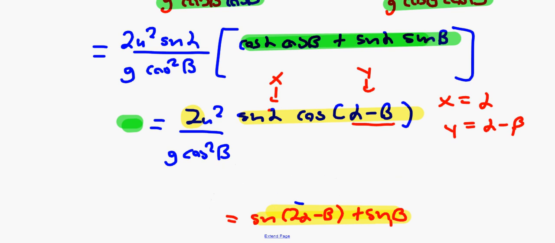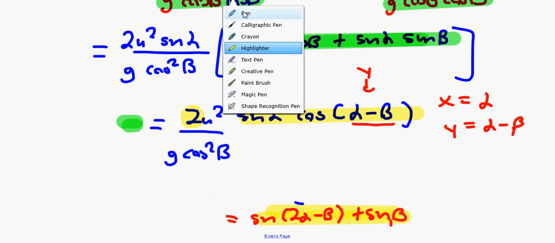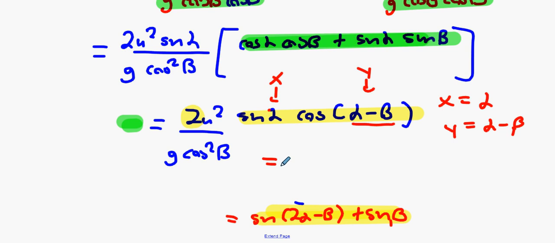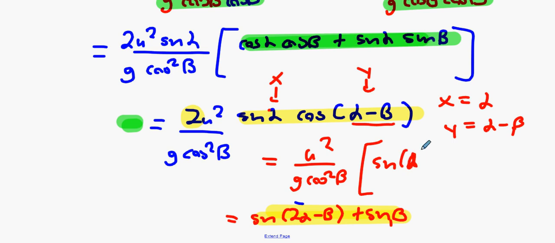You're good to go. Once again, guys, you haven't done trig yet, so I'm not going to pull something like that at Christmas. That wouldn't be ideal. Might as well do it while we're here. So it's going to be u squared over g cos squared beta, and then in here it's going to be sine of 2 alpha minus beta, and then beta. And we're done. Cool? Alright.